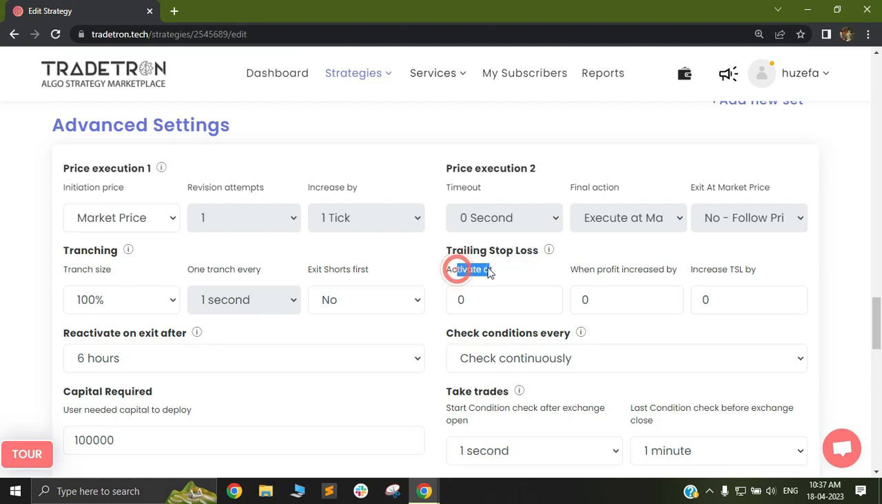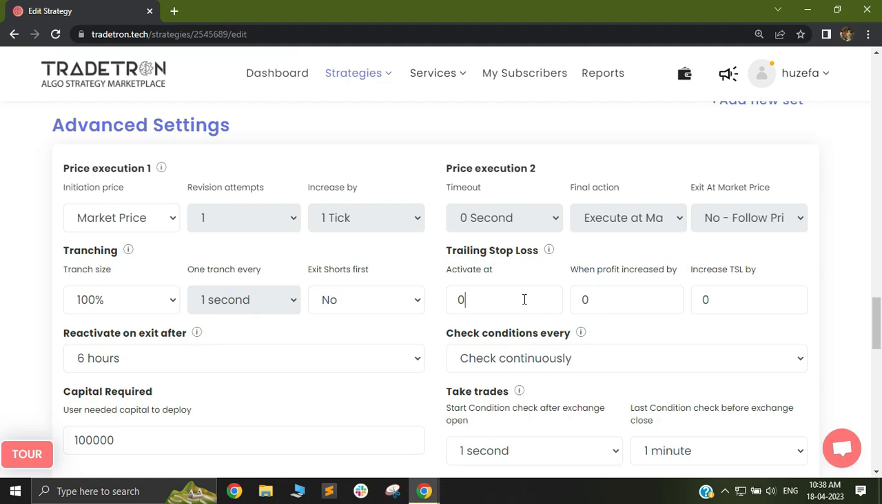When you see the trailing stop loss, you'll see certain values. You'll see activate at, when profit increases by, and increase TSL by. Let me walk you through what these values are. It's important to note before this that these values are on a strategy level. It is not on an individual trade level. So let's say you have 3 open positions, it will calculate the overall PNL of all the 3 open positions and then give you your trailing stop loss based on the same.